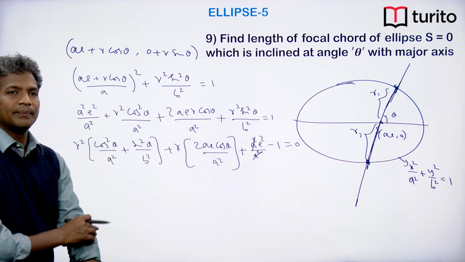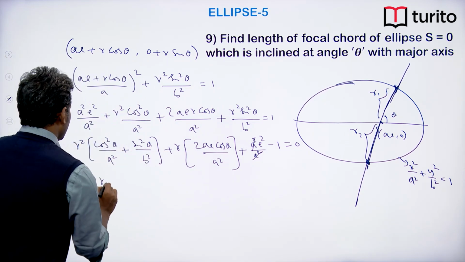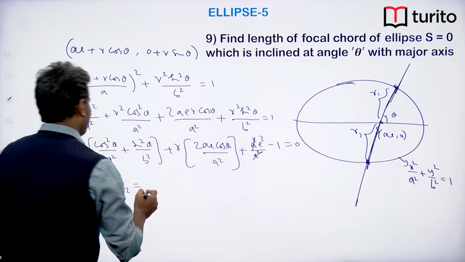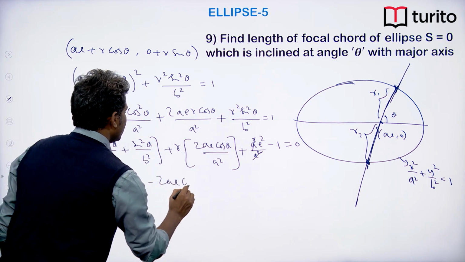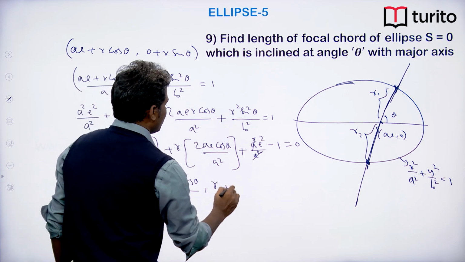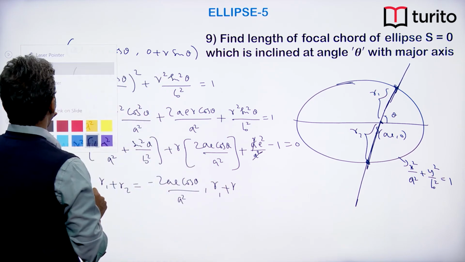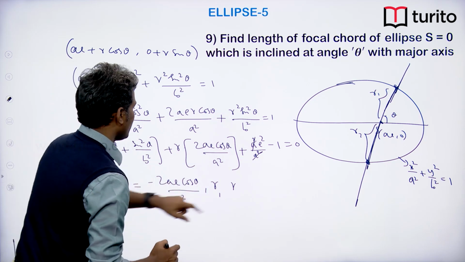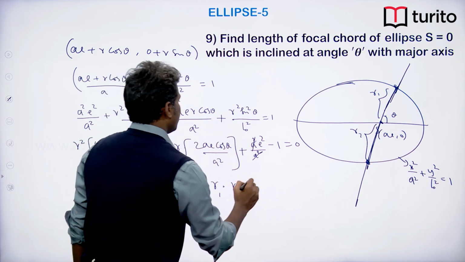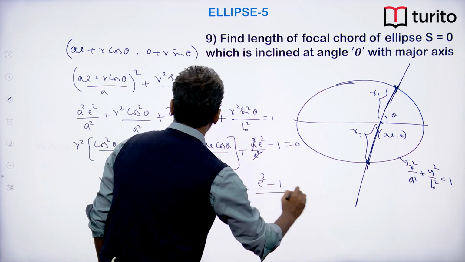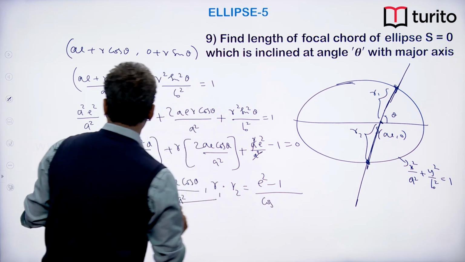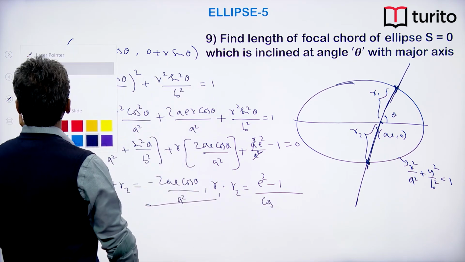Now from here I can get r1 plus r2, that means the sum of the roots, as minus 2ae cos theta by a square, and also I will get r1 into r2, which is the product of roots, as e square minus 1 divided by, okay, wait a minute. So here also this coefficient must be there.